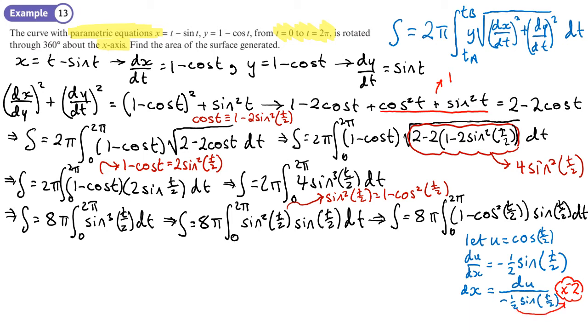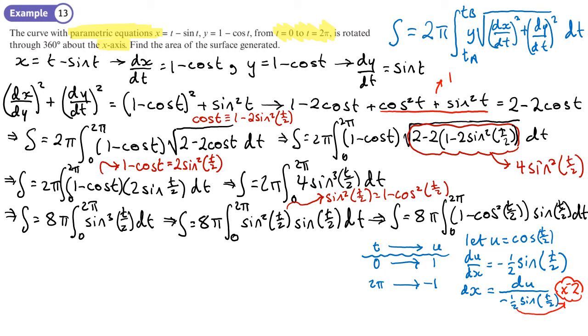And then since we're doing a substitution, we need to substitute the limits. So we have at the moment t limits, which we need to change to u limits. So my t limits are 0 and 2 pi. To find out what the u limits are, I will need to put the values of t in here. So when t is 0, I get cos 0, which is 1. When t is 2 pi, this becomes cos pi, which is negative 1. So my two limits are going to be 1 and negative 1.